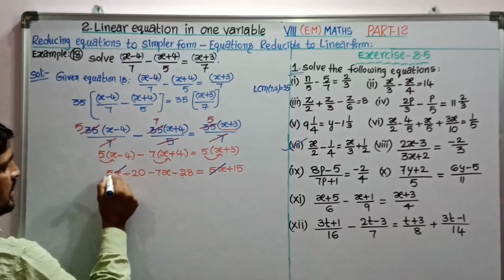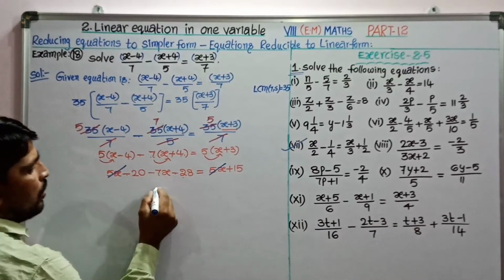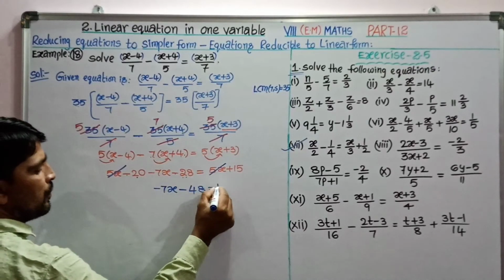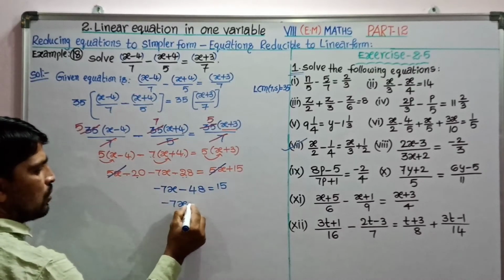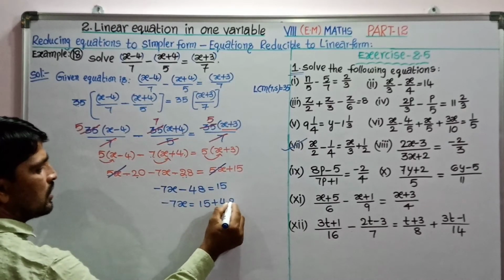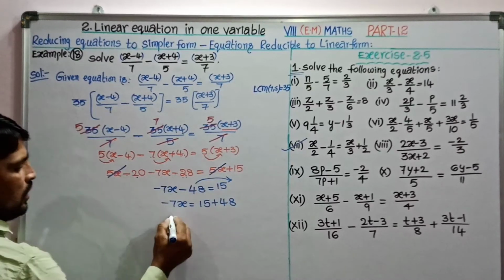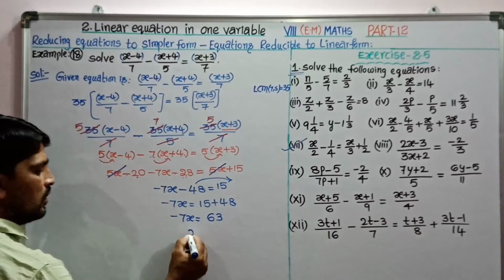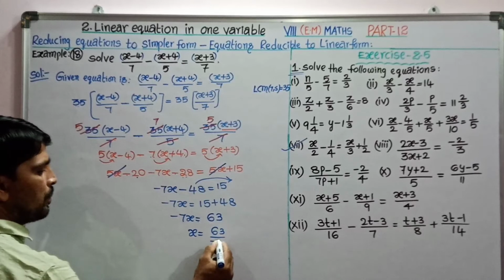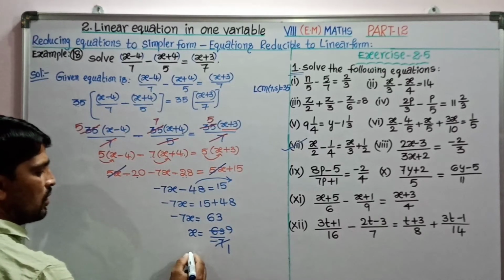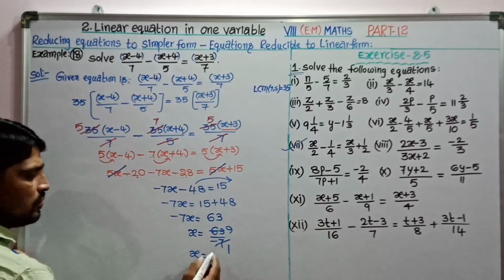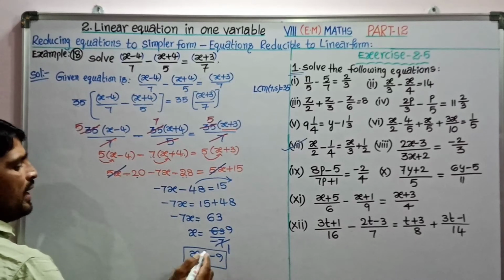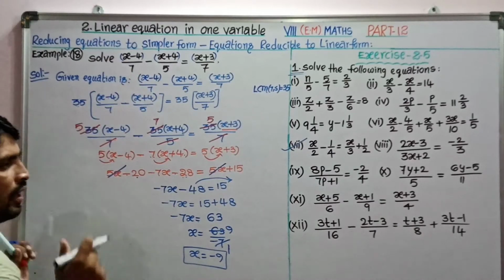Like terms on both sides get cancelled. We have minus 7x minus 28 minus 20, that is minus 48, which is equal to 15. Minus 7x equal to 15 plus 48 on transposing minus 48 to RHS. That is minus 7x equal to 63, since 48 plus 15 is 63. That is x equal to 63 by minus 7. 7 nines are 63. x equal to minus 9 by 1, that is minus 9. So x equal to minus 9 is the solution of the given equation.